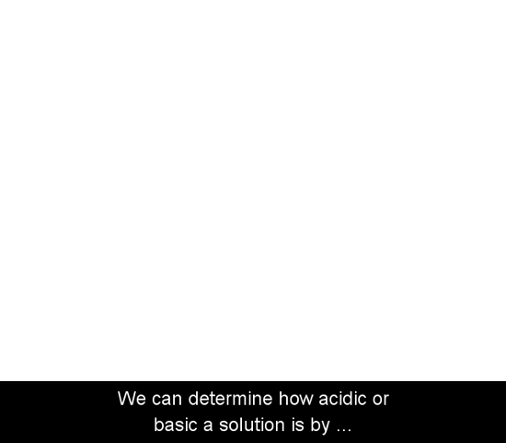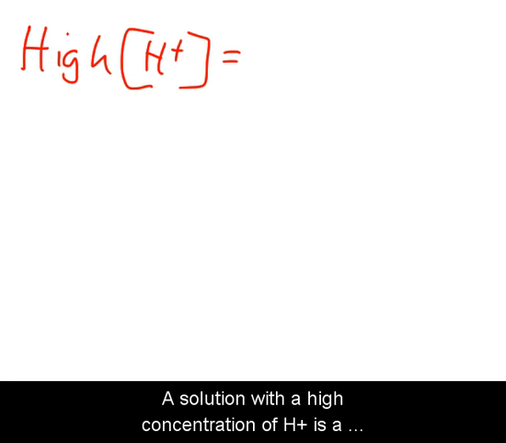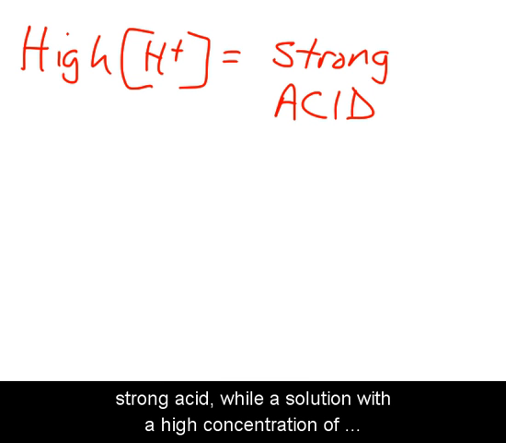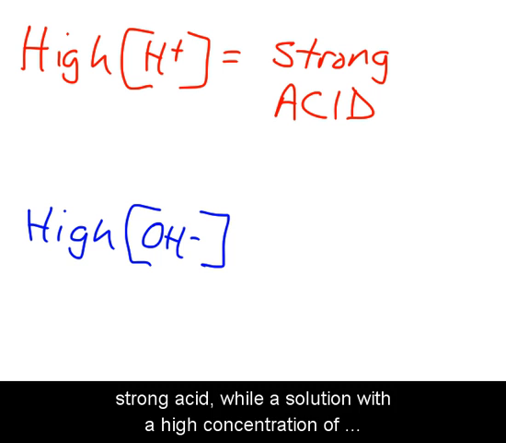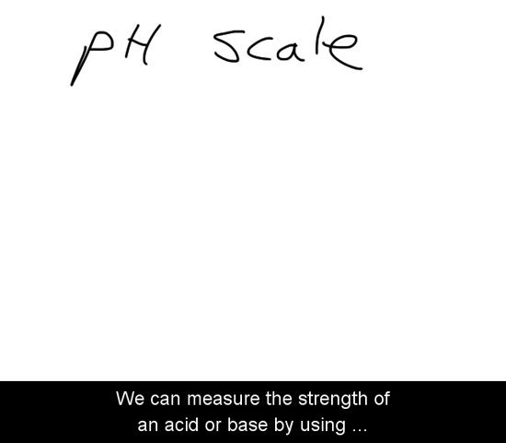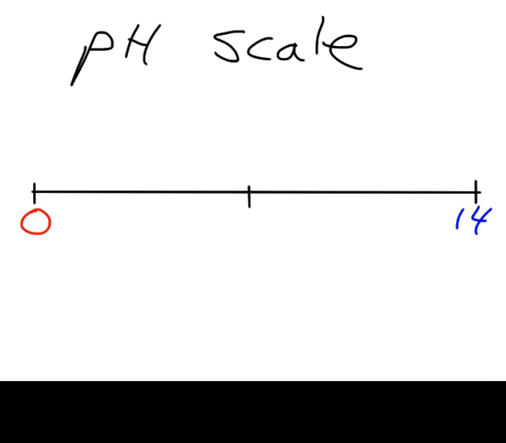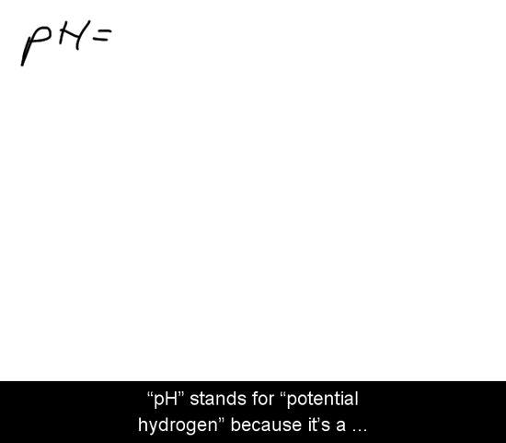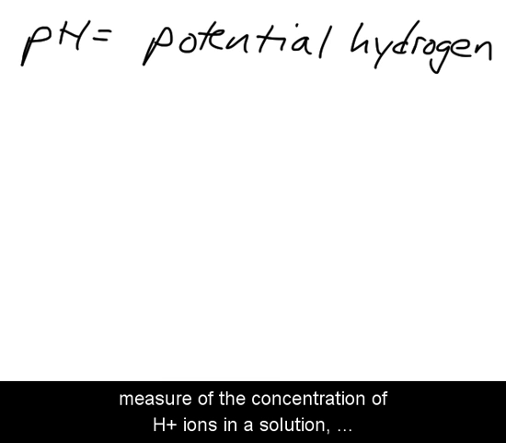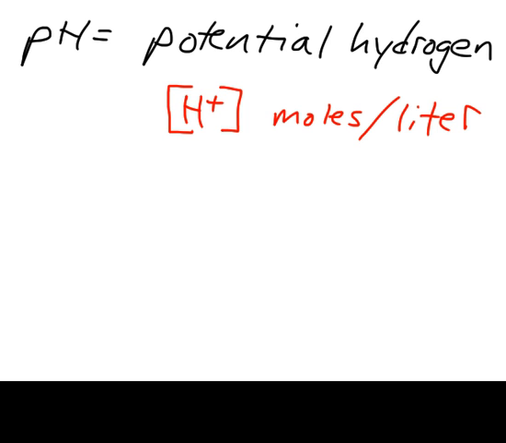We can determine how acidic or basic a solution is by measuring the quantity of its dissolved hydrogen and hydroxide ions. A solution with a high concentration of hydrogen ions is a strong acid, while a solution with a high concentration of hydroxide ions is a strong base. We can measure the strength of an acid or base by using the pH scale, which ranges from 0 to 14. pH stands for potential hydrogen because it's a measure of the concentration of hydrogen ions in a solution expressed in units of moles per liter.